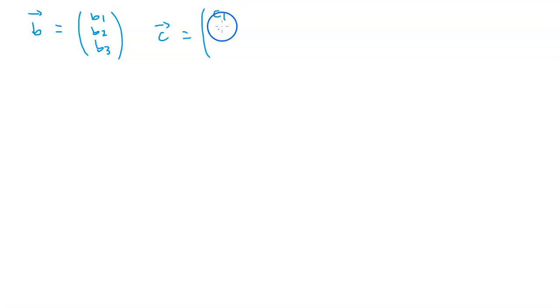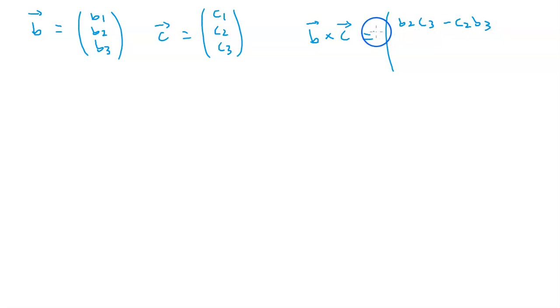So first of all, let's say that B is equal to (B1, B2, B3), and C is equal to (C1, C2, C3). Then we have B crossed with C is equal to (B2 C3 minus C2 B3, and then we delete the middle one and go in the opposite order, so C1 B3 minus B1 C3, and then lastly B1 C2 minus B2 C1).